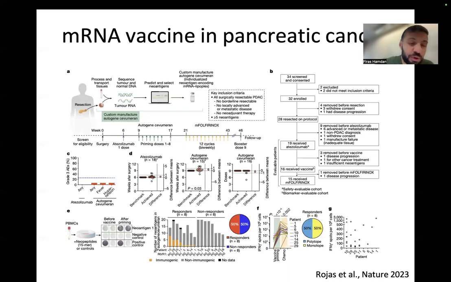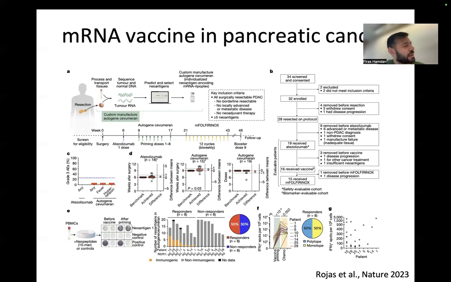So this is just an example of how good mRNA vaccines are. This is a paper from 2023, by Rojas in Nature. Nature is one of the best journals you can ever publish in, so anything you see in Nature is technically of the highest quality. So what they did here, it was actually the company.